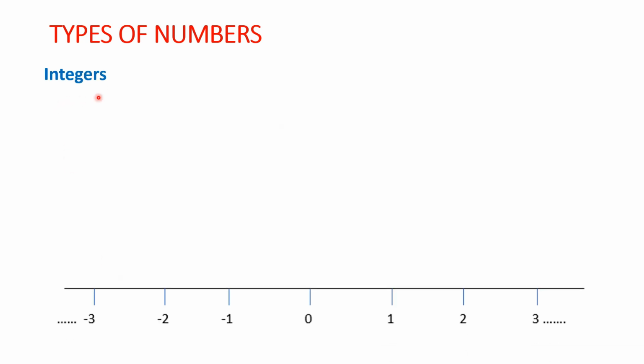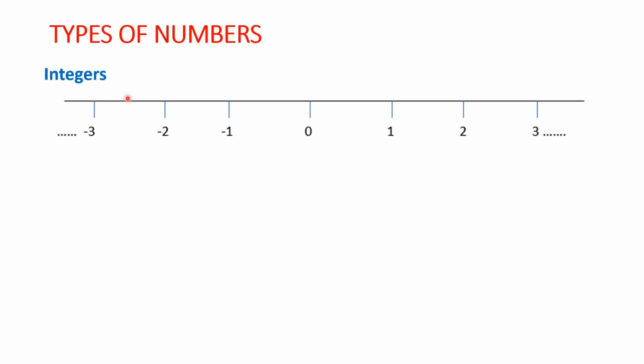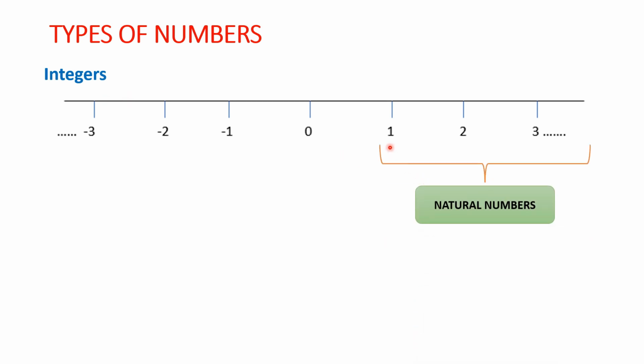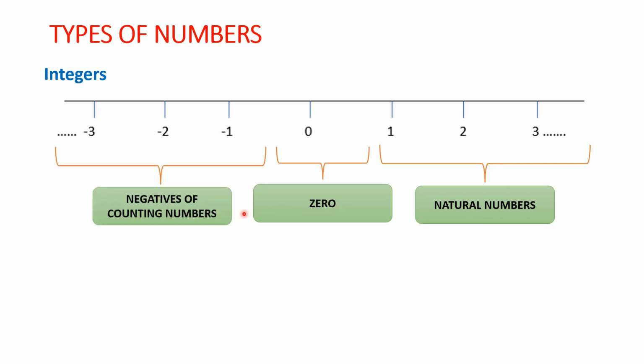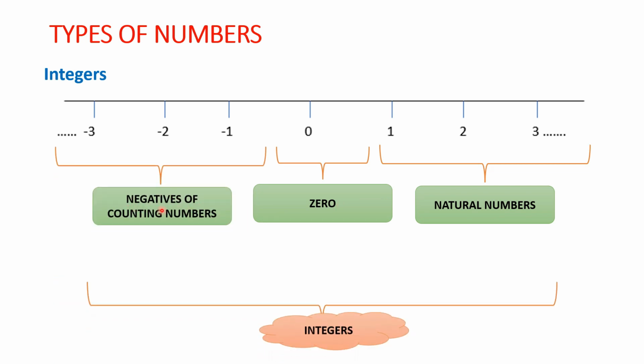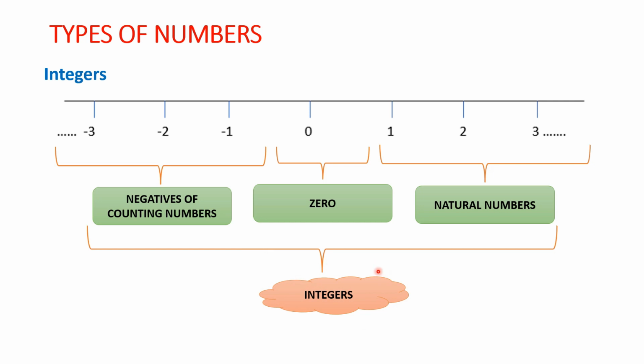Next we will see about integers. All the natural numbers, the 0, and all the negatives of the counting numbers together form the integers. We know from 1 to infinity these are natural numbers, and together with 0 they form the whole numbers. And whole numbers along with all the negatives of the counting numbers form the integers.